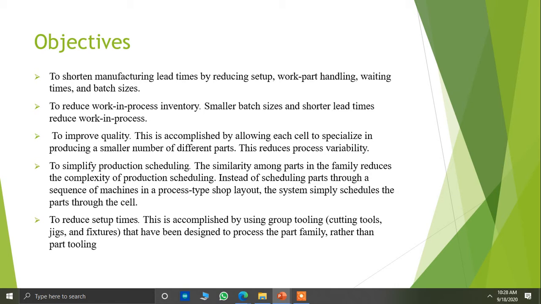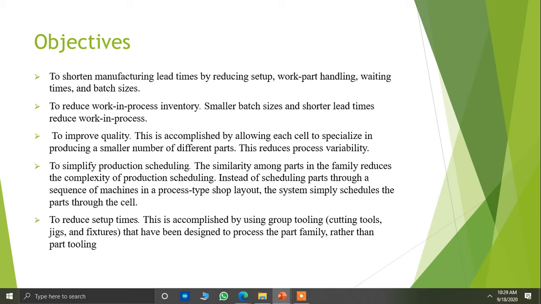That means each product is of different type, of different quantity at the same time, but it is smaller in number. There is a variety of products, that we have already discussed. So this will reduce the process variability. Sorry, this will reduce the process variability.